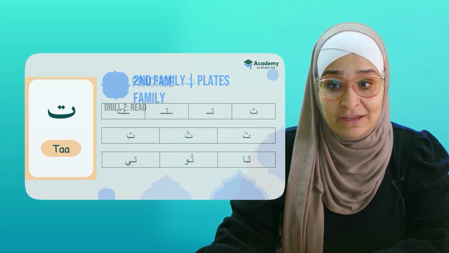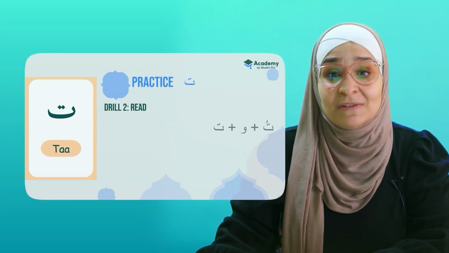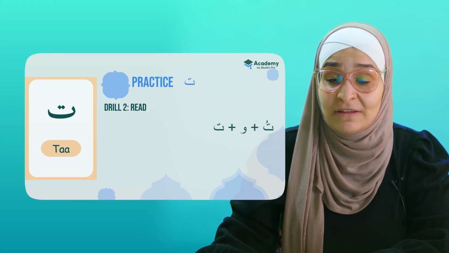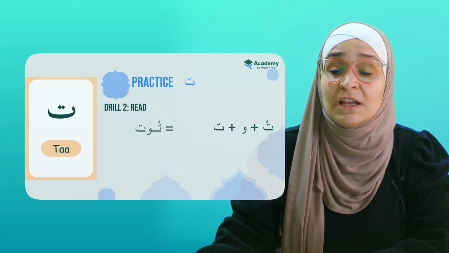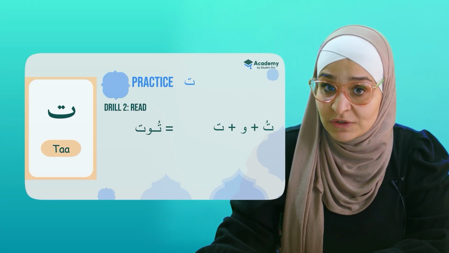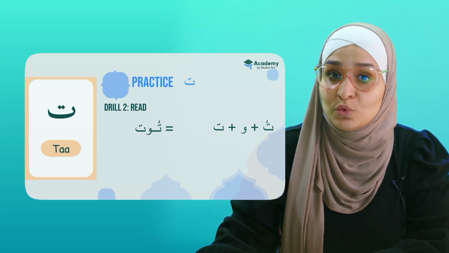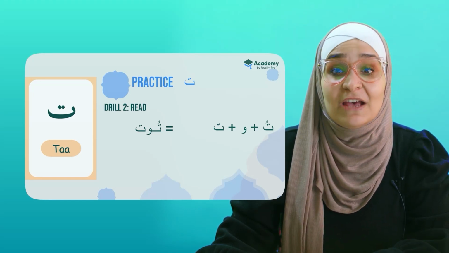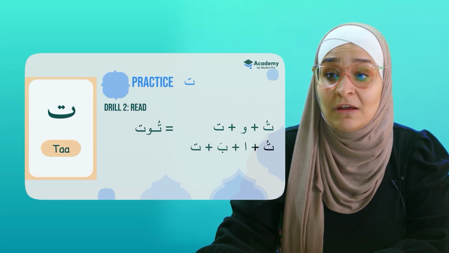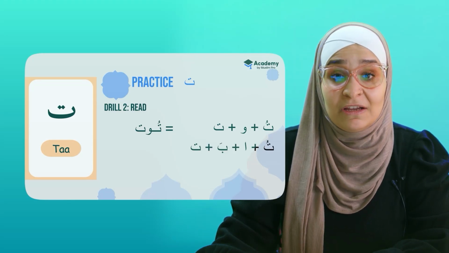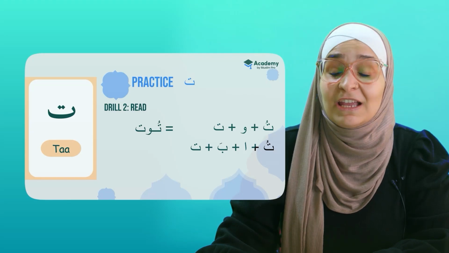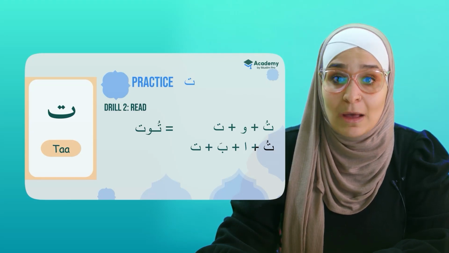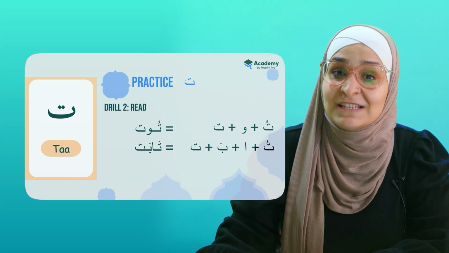Let's have some reading. When we connect the ta with a waw, then another ta, we have this word, which we read as toot. Let's have another word. So ta followed with an alif, then a ba with a fathah, then a ta. It's tabat.